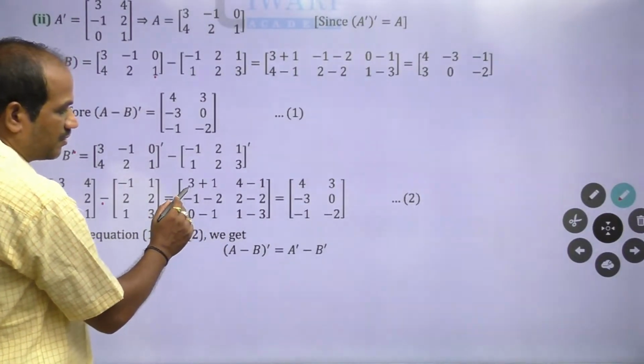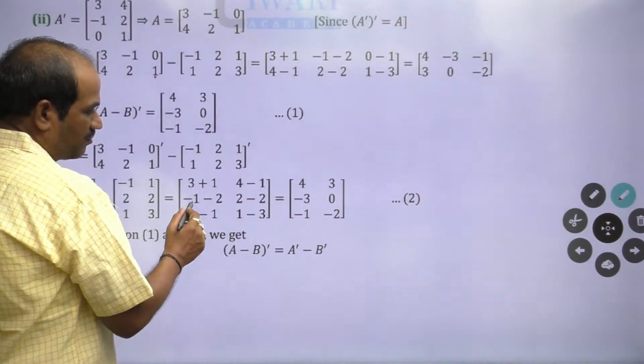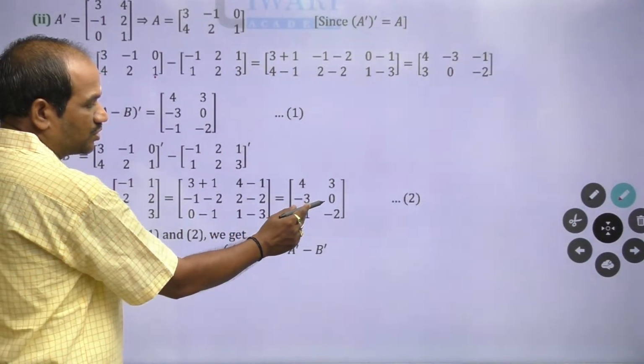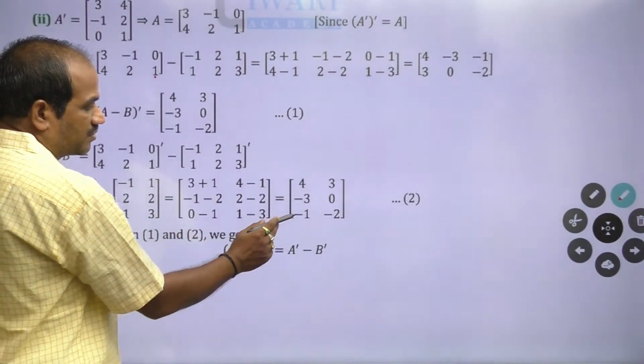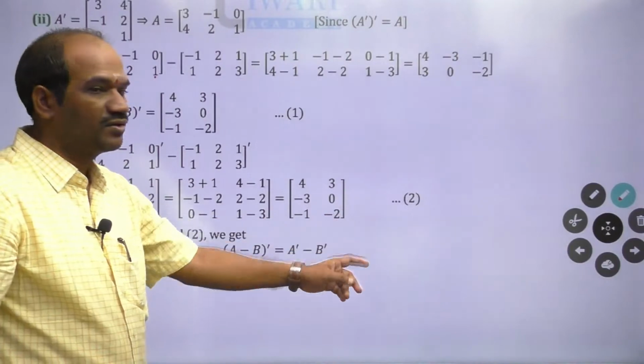So here, 3 plus 1 is 4. 4 minus 1 is 3. Minus 1 minus 2 is minus 3. 2 minus 2 is 0. 0 minus 1 is minus 1. 1 minus 3 is minus 2. That is equation number 2.